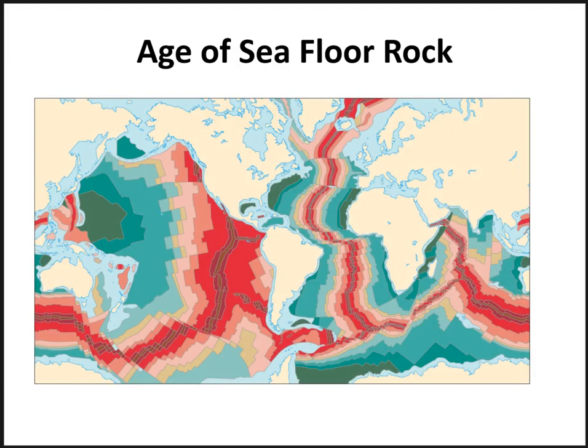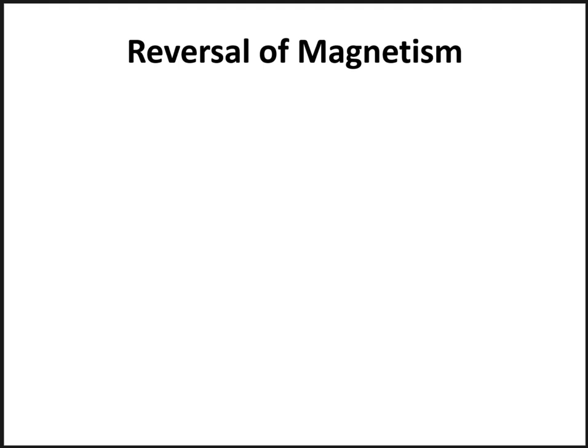So here's a map from your textbook illustrating this. The youngest rock is in the dark red, and the oldest rock is in the dark green. So we can see right at these mid-oceanic ridges where the seafloor is spreading, we have very young rock because this magma is rising up to the surface.